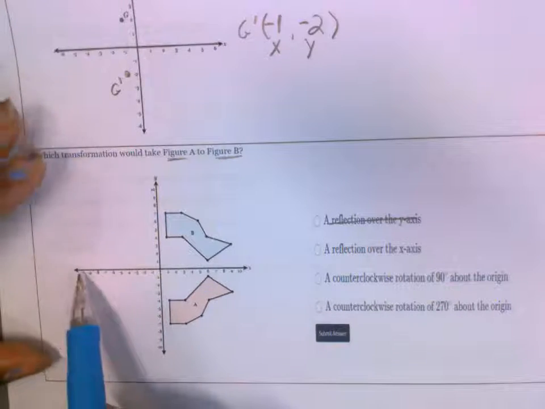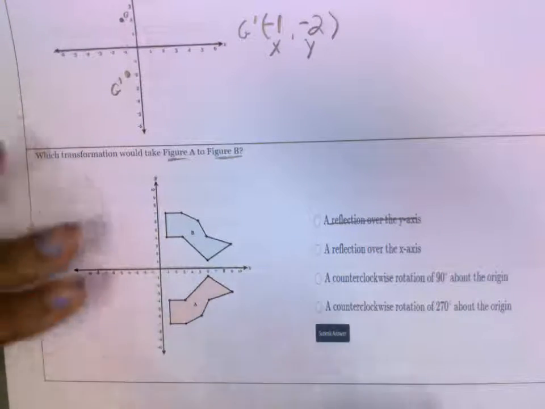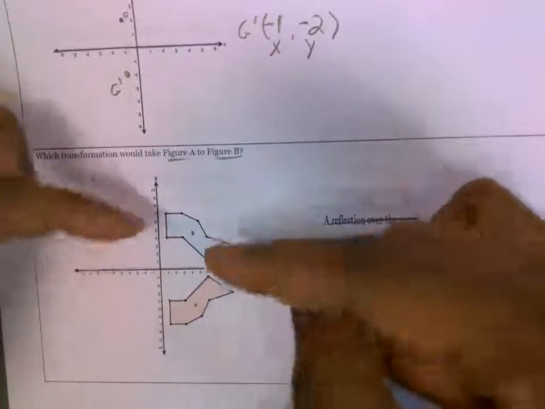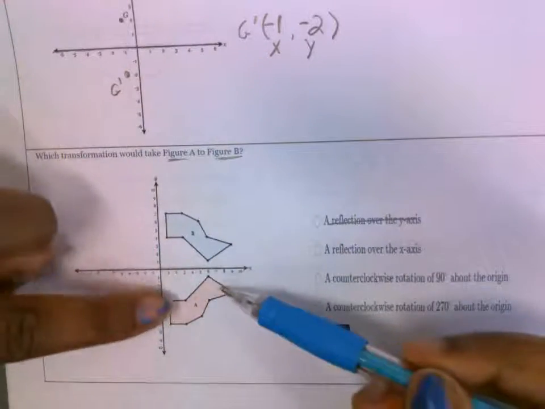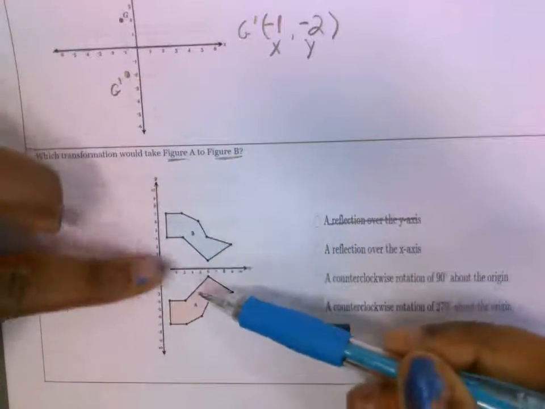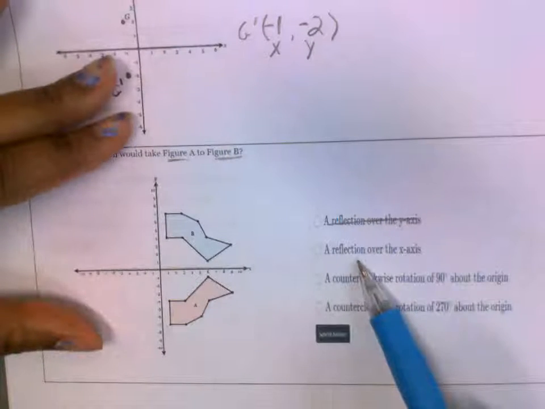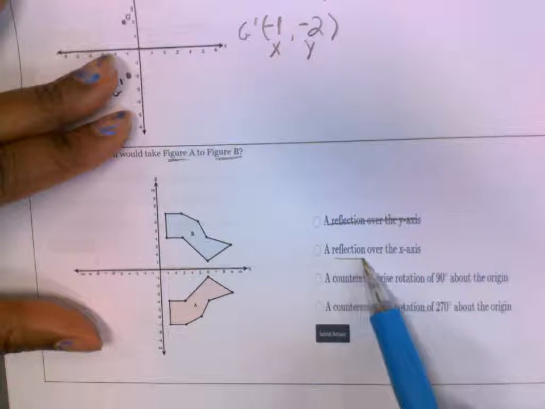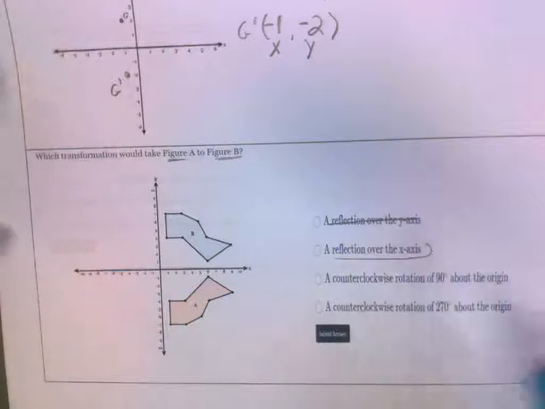Reflection over the x-axis. This is the x-axis here. So that means I will take this object and flip it. And it does look as though it is flipped. It's upside down here. Okay, so this does look like a reflection. So this is a possible answer here. This is a possible answer.